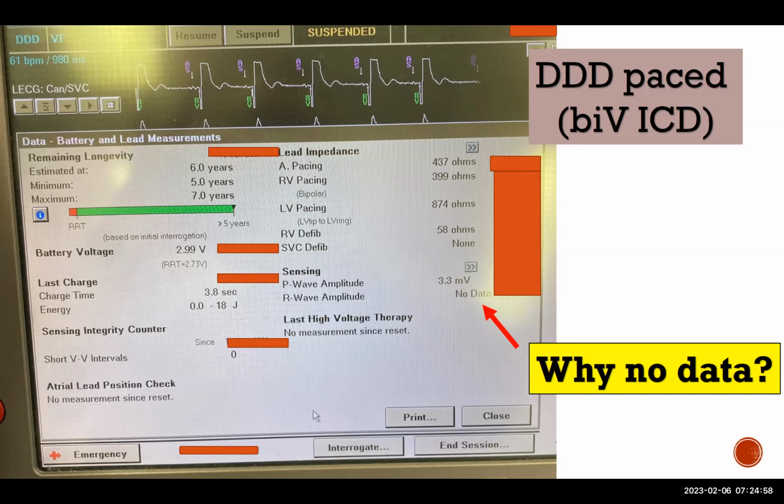Here we see that the P wave is 3.3 millivolts. So Dave, is that a decent P wave? We just talked about what a good R wave is, which we said should be over 4 millivolts. What about P waves? Yeah, I think that's okay.